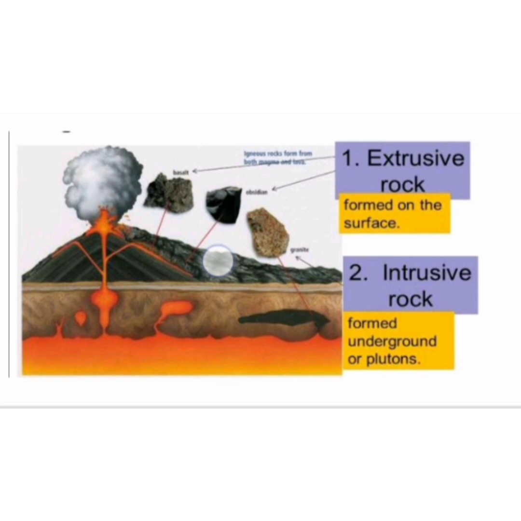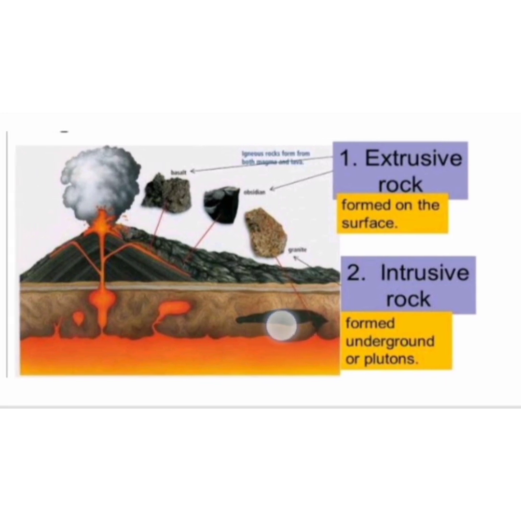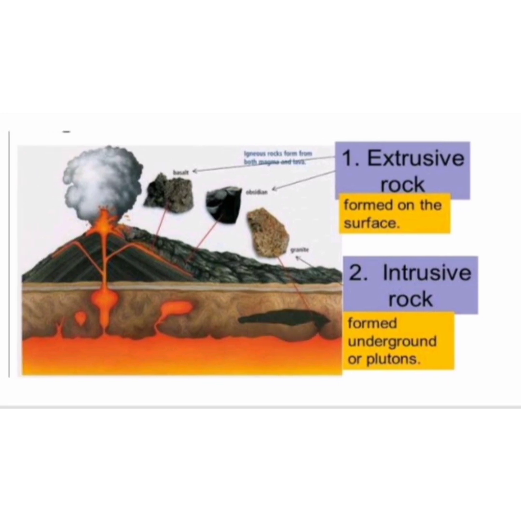The rocks formed on the surface are called extrusive igneous rocks, and they have a very fine grained structure. For example, basalt. This basalt rock is mainly present in the Deccan Plateau. The Deccan Plateau is made up of basalt rocks. Sometimes the molten magma cools down deep inside the earth's crust. When it cools down on the surface, it is called extrusive rock.